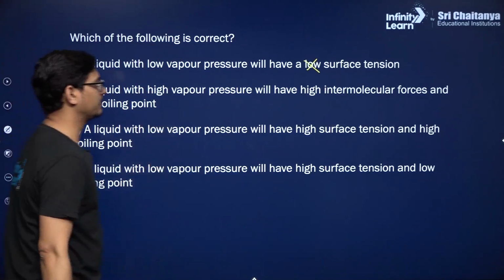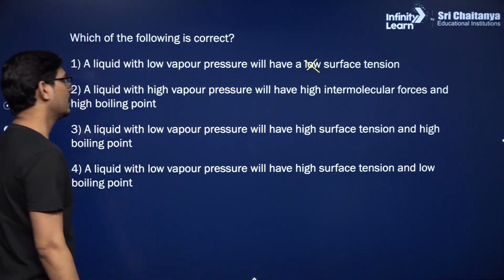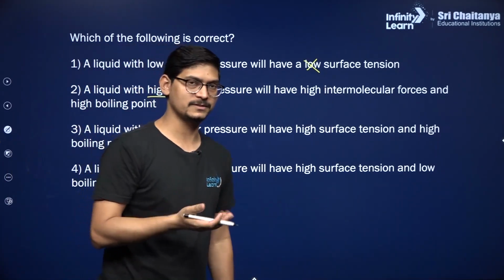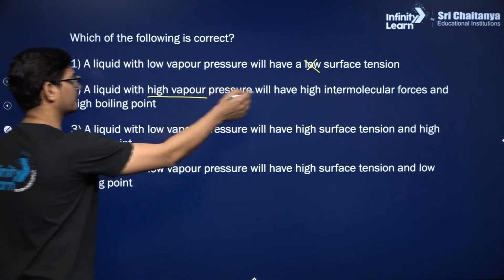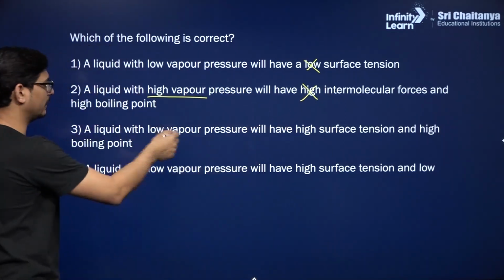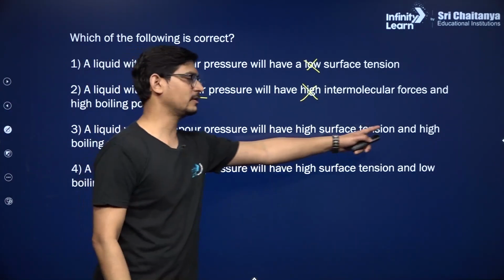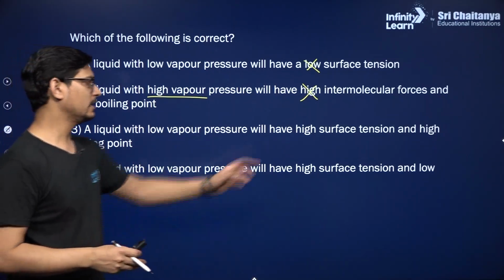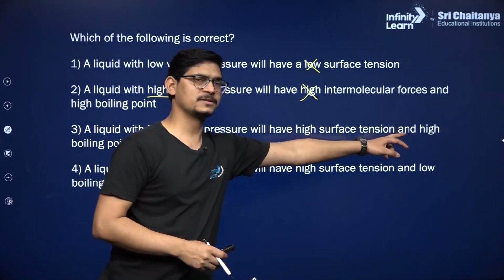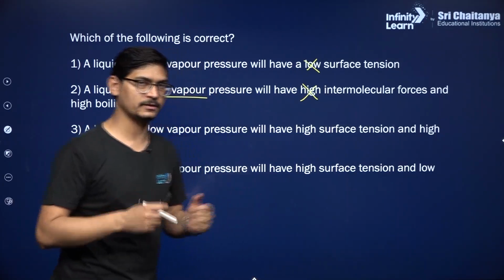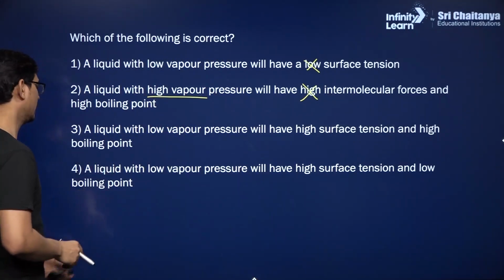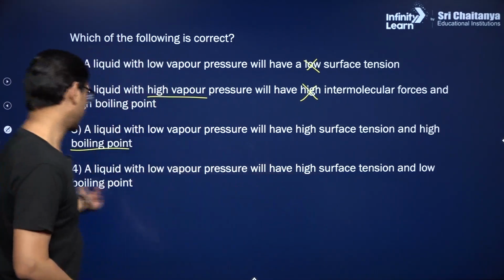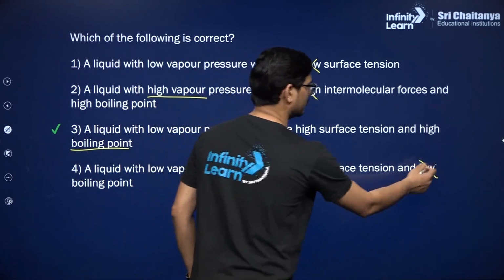A liquid with high vapor pressure will have high intermolecular forces. No, if the vapor pressure is high, more number of molecules are escaping, which means the attractive forces are low. So this is also incorrect. A liquid with low vapor pressure will have high surface tension and high boiling point. True, if vapor pressure is low, attractive forces are high, surface tension is high. Attractive forces are high, that means more energy is required to separate the molecules, which means higher boiling point. So this is the correct answer. Low vapor pressure will have high surface tension and low boiling point. Of course, this is incorrect.